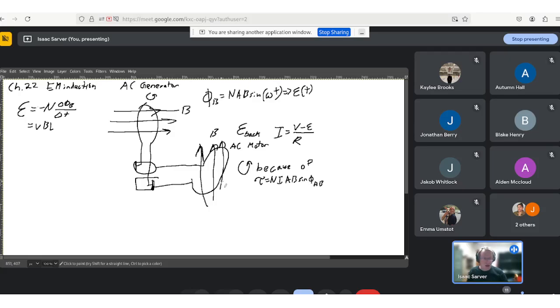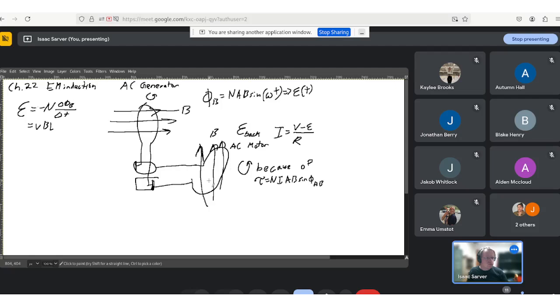I suspect that if you were to actually crank on an AC motor like this, you might actually feel that resistance being pushed back on you.